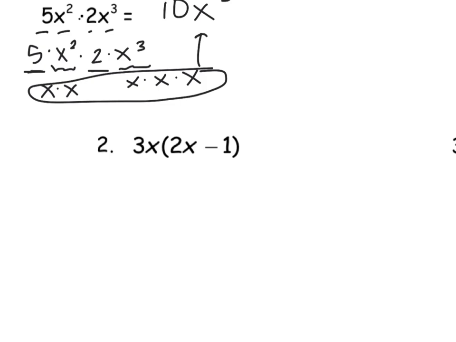In our next example, we have 3x being distributed. Again, there's no operation between the x and the parentheses, so I know that we are multiplying. So I am going to draw my arrows to remind me to multiply both terms by 3x. So 3x times 2x is going to give me 3 times 2 is 6, times x times x is x squared. And then I'm multiplying 3x by a minus 1. So I have minus 3x.